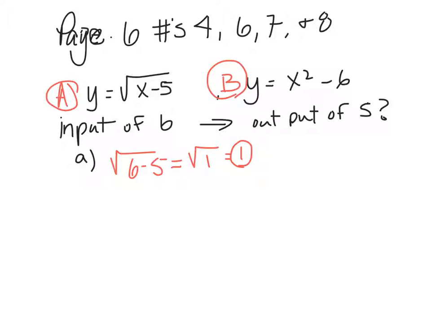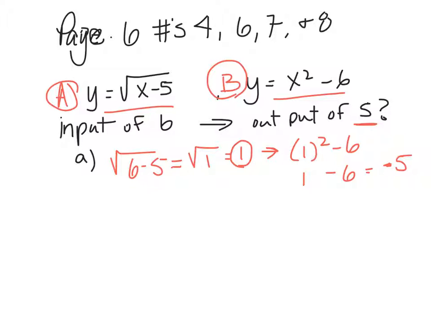And we're going to take that 1 now, which is the output of A, and plug it into B. We would get 1 squared minus 6. Well, 1 squared minus 6 is 1 times 1, which is 1, minus 6, which is negative 5. Is negative 5 the same as 5? I don't think so.